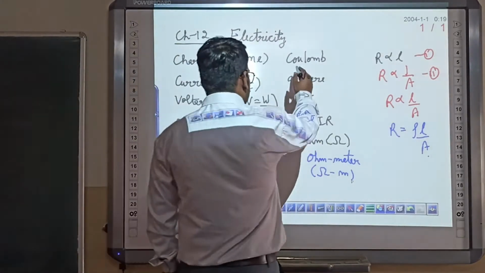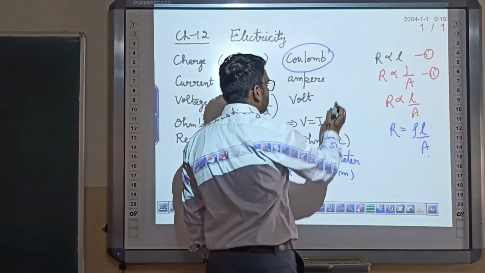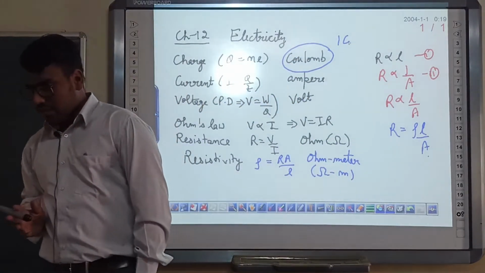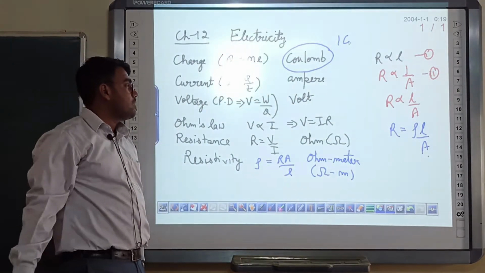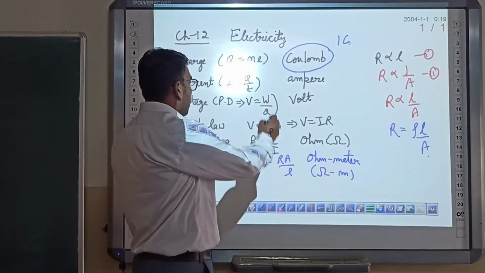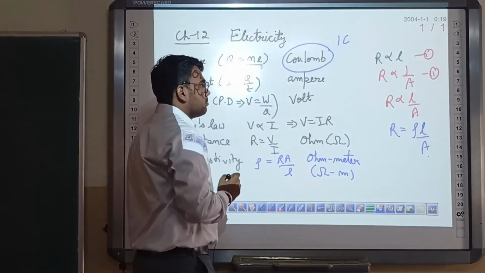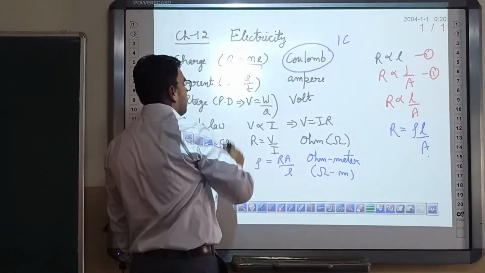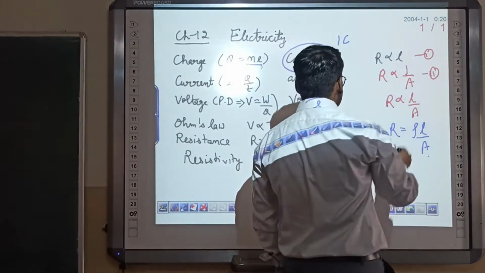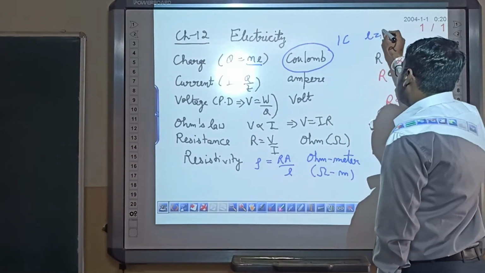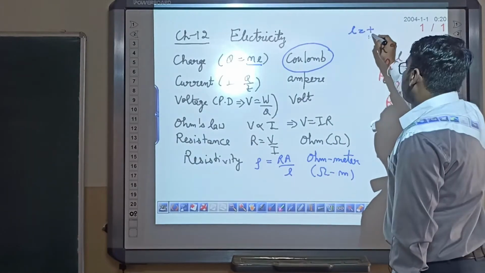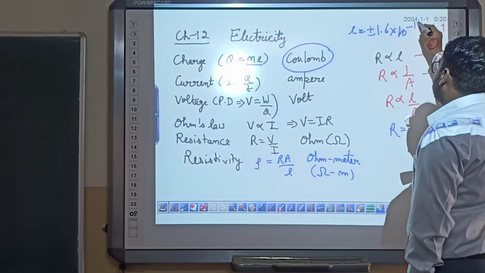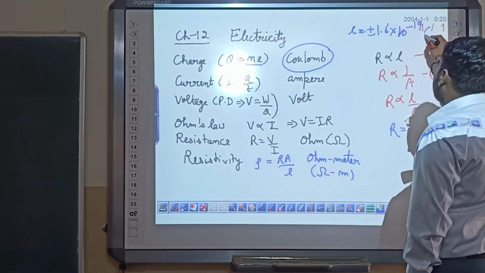What do you mean by 1 coulomb of charge? When this number becomes 1, then we call it 1 coulomb of charge. The value of e is plus or minus 1.6 into 10 raised to power minus 19 coulomb. How many electrons or protons do we need to make it 1?